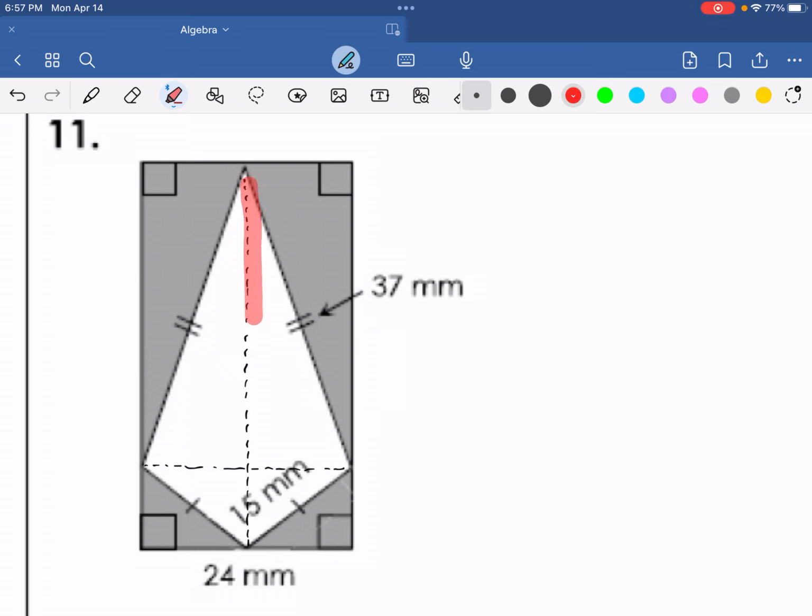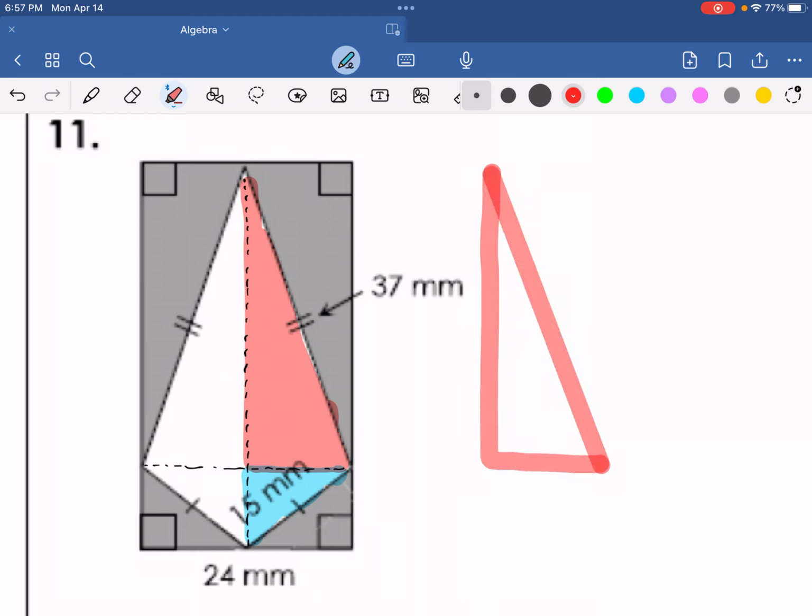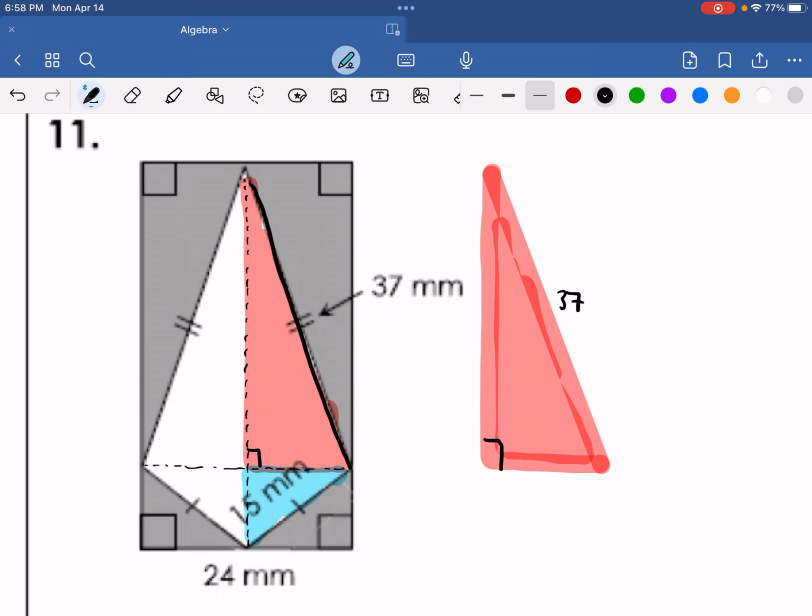Okay, you have this triangle. It's a right triangle. And we also have little ones on the bottom. Okay, so let me draw the one on the top. Okay, the top one. We know the diagonal because this 37 is pointing to this side, the diagonal. So we know it's 37. The right angle would be right here.